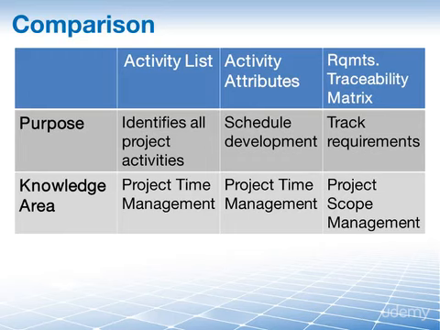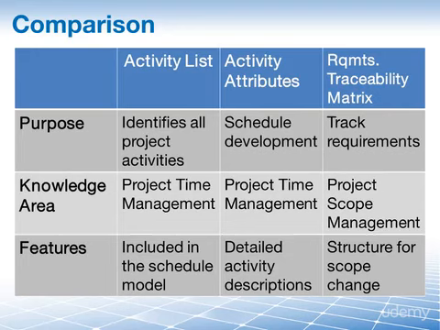Last but not least, let's take a look at one feature for each document. The activity list is included in the schedule model. However, the activity attributes serve as the basis for your schedule development with detailed activity descriptions. And then the requirements traceability matrix finally provides structure for managing changes to the scope.